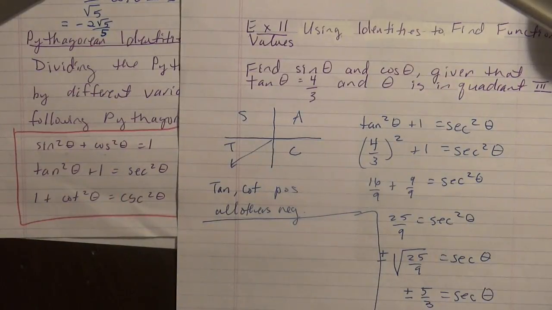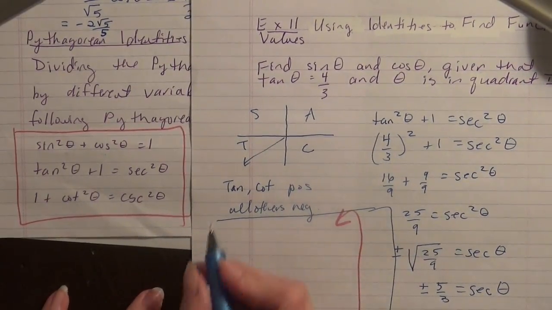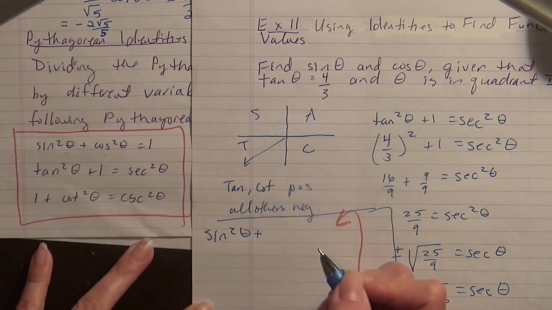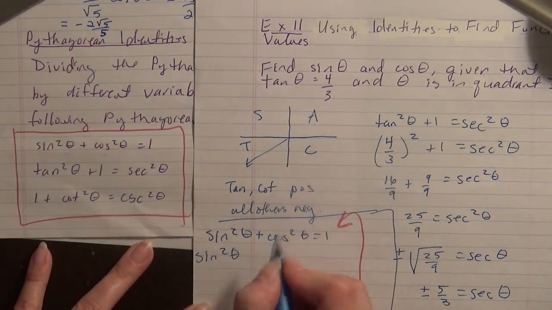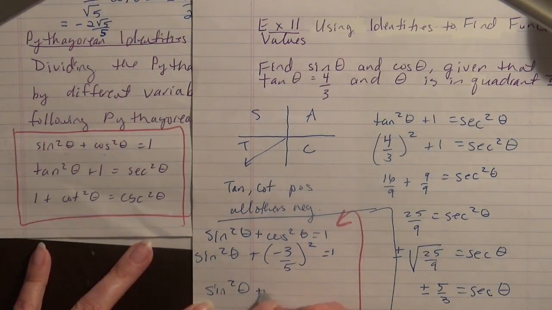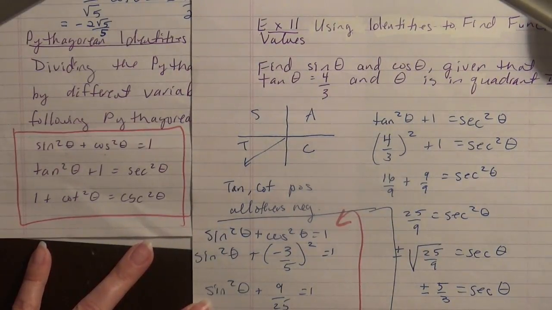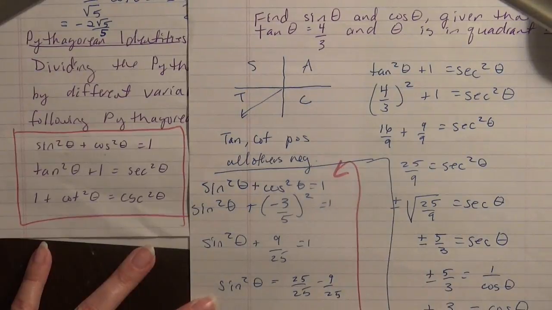So, I'm going to go back up here now to finish it out. So I'm going to do sine square theta plus cosine square theta equals 1. So sine square theta plus negative 3/5 quantity square equals 1. Sine square theta plus 9/25 equals 1. Sine square theta equals 25/25 minus 9/25. 25 minus 9, that would be 16/25. Take the square root of both sides. Sine theta equals plus or minus the square root of 16 over 25, which is plus or minus 4/5.